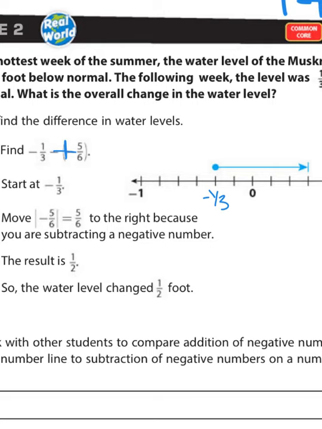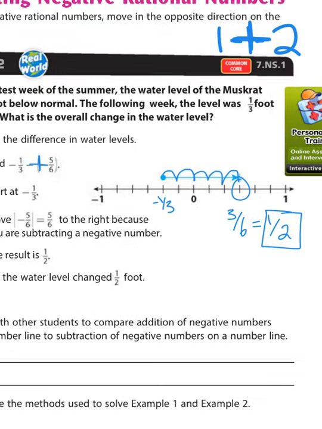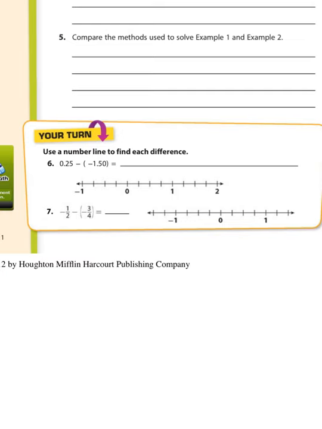Since this is already counting by sixths, I just have to count 5 spaces. 1, 2, 3, 4, 5. And now this space is at positive 3/6 or positive 1/2. So what was the change in the water level? 1/2 foot. All right, pause the video, try numbers 6 and 7 on your own, and then play it back to see if you got it right.